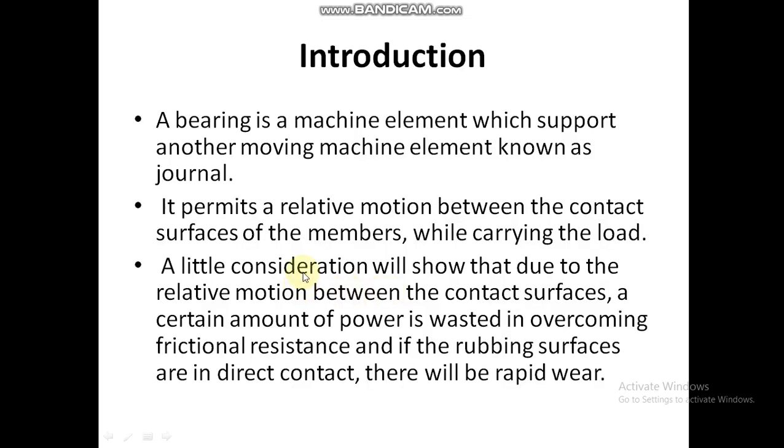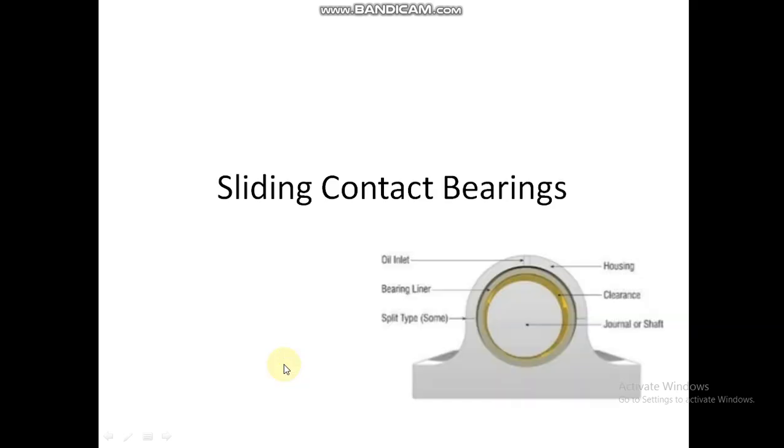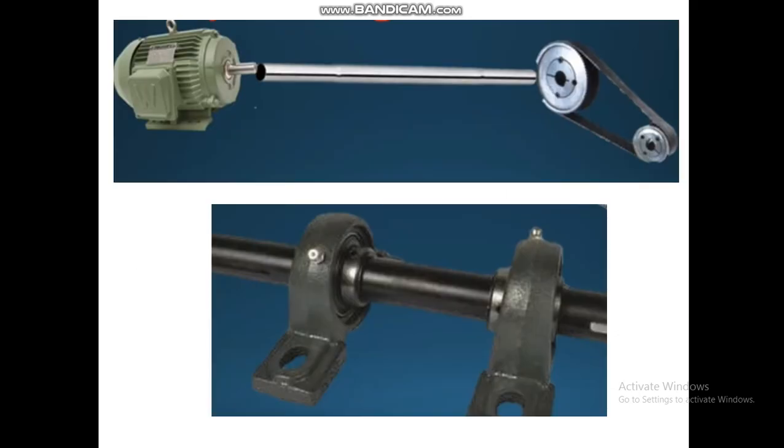A little consideration will show that due to relative motion between contact surfaces, a certain amount of power is wasted in overcoming frictional resistance. So as you can see, there is a friction between the shaft and the bearing surface. So there will be a little power loss when we use our bearings. But this can be reduced by using lubricants.